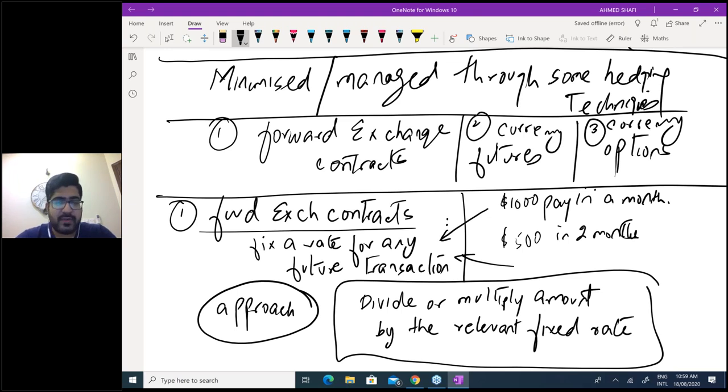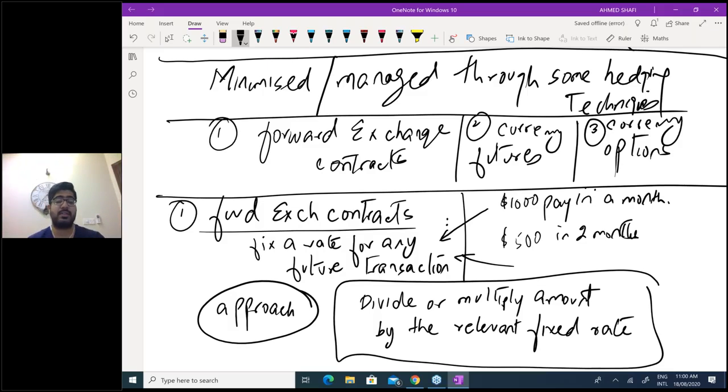Obviously, divide if it's indirect quote. I told you we divide if it's indirect quote, and multiply if it's direct quote. We have seen this yesterday as well. You just need to divide or multiply the amount by the relevant fixed rate, whatever the rate is being fixed. Let's suppose GBP is fixed at 2.2 or 2.5.